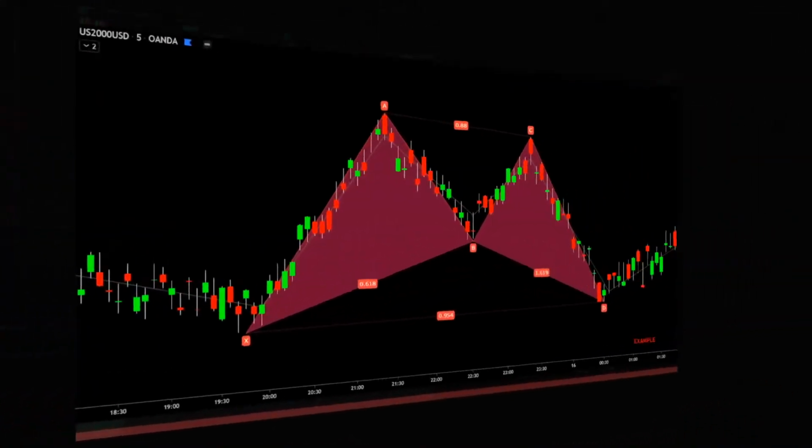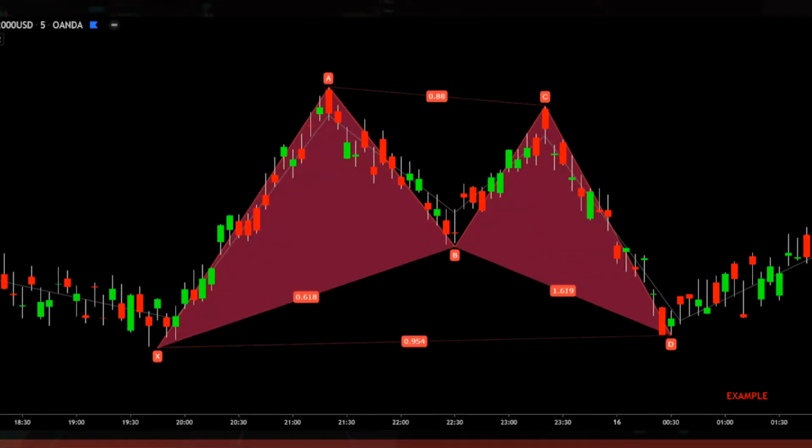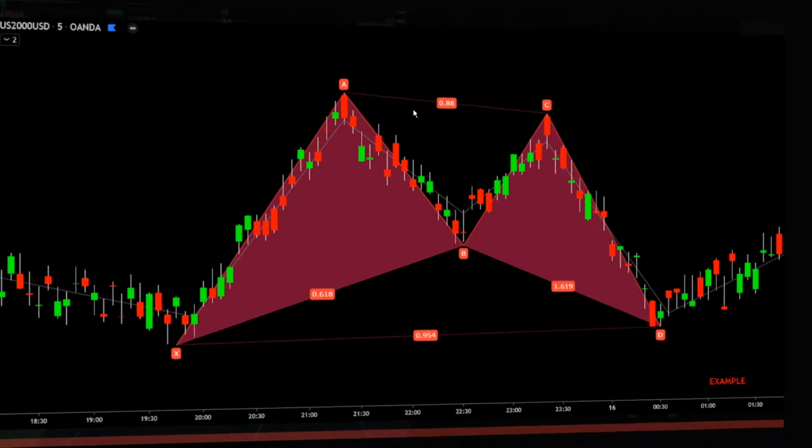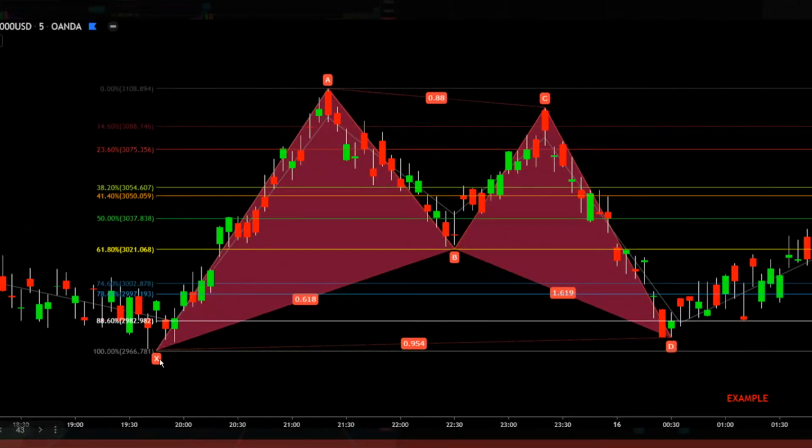And here's an example. So basically, we can see here, from our X to the A point, our B point is a 61.8 retracement, right down there. And we can see from our B to C point, this move here is an 88% retracement. So we're just going to go over that here real quick. So we can see from the X to the A, if you apply fibs, we've got a 61% retracement, which correlates with this number here.